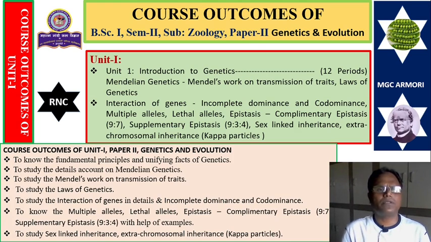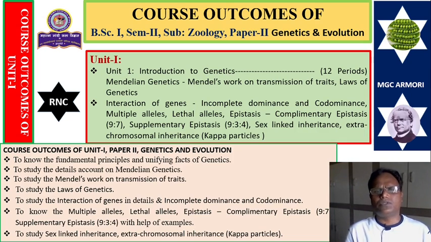Then what are our outcomes? The outcomes of the paper 2 genetics and evolution are to know the fundamental principles and unifying facts of genetics, to study the detailed account on Mendelian genetics, to study the Mendelian work of transmission of traits, monohybrid cross, dihybrid cross, then test cross, back cross, then 3 different laws of genetics: law of dominance, law of segregation and law of independent assortment. This study we will learn from unit number 1.